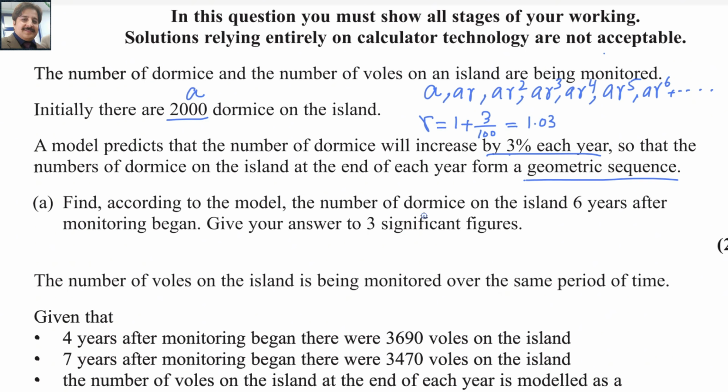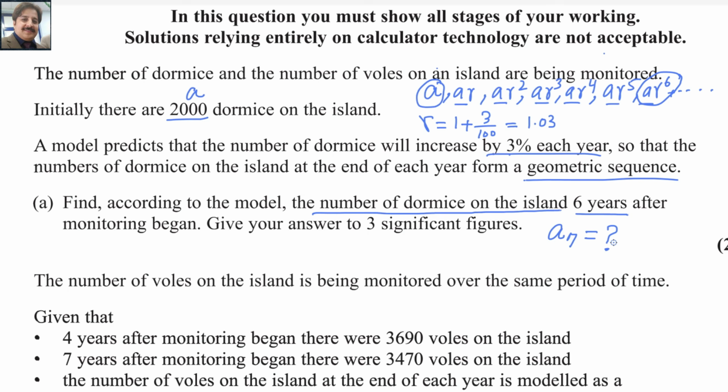We need to find the number of dormice on the island 6 years after. So 6 years you can count from here: 1, 2, 3, 4, 5, 6. Actually this one is 1, 2, 3, 4, 5, 6, 7th term. So you need to find the 7th term actually, to find the number of dormice in that year.